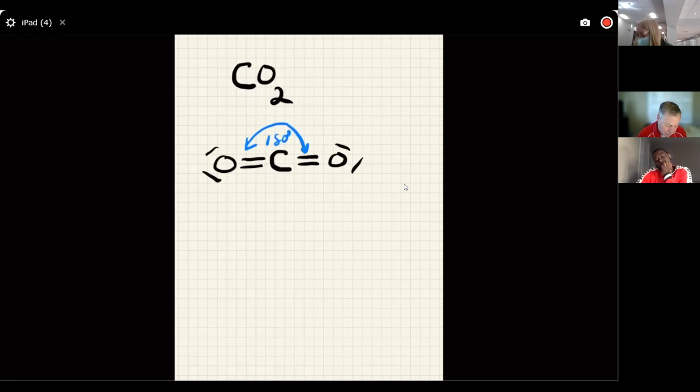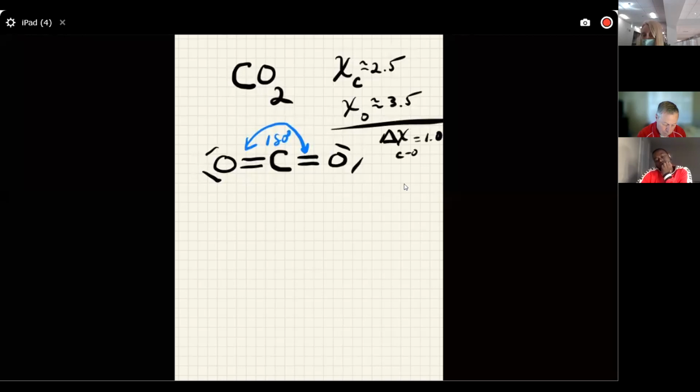Electronegativities. Let's look at the electronegativities. Chi carbon, again, approximately 2.5. Chi oxygen, approximately 3.5. Delta chi for carbon-oxygen, 1.0. Big. 1.0 is a big one. Now, so I have two big bond dipoles.